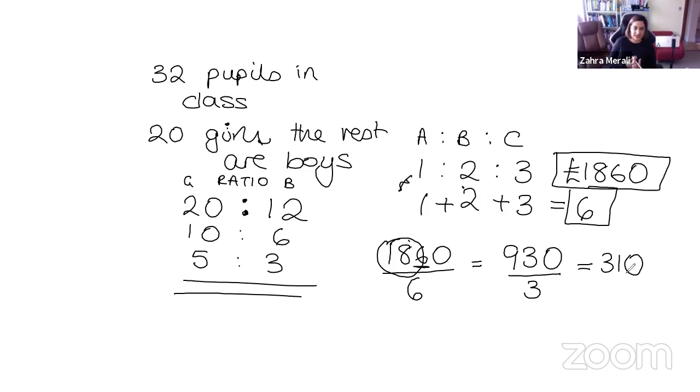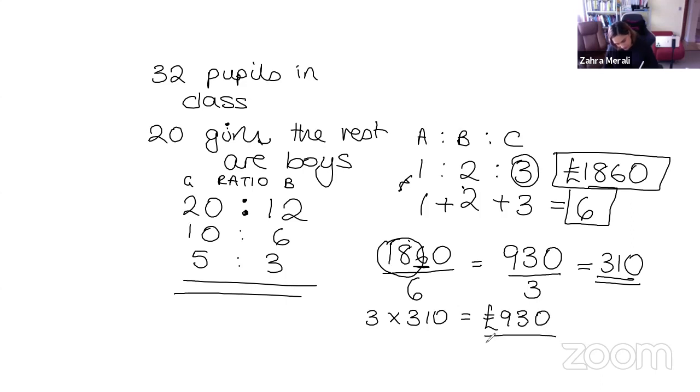We'll say Carol is C. Well, she pays 3 bits of the 310. So we're going to do 3 times 310, which gives us 930, which actually works out as what we had above. So that's dividing by ratios.